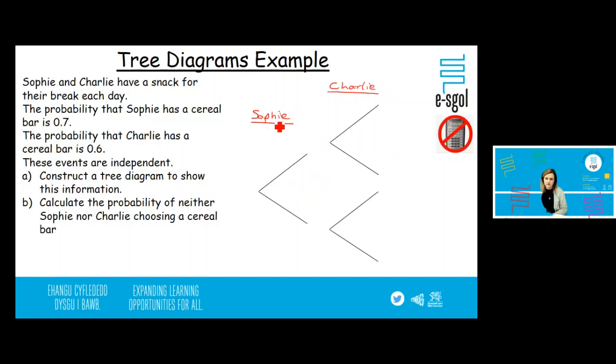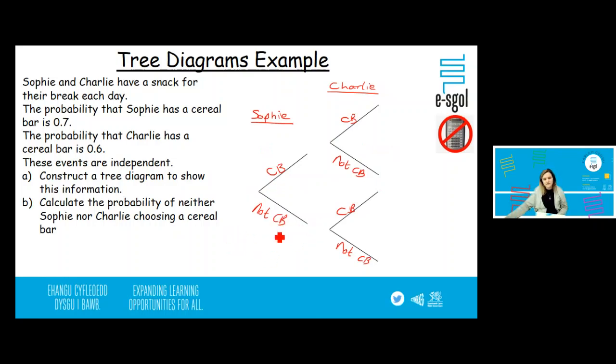Once you've got which section is for what, you then need to label these branches. So these lines are called branches and you need to label them. Now this question is talking about whether they choose a cereal bar or they don't. So I'm going to choose the top line as being cereal bar, so I'm just going to put CB. And then the bottom one is not having a cereal bar, so not CB. That's going to be exactly the same for Charlie choosing a cereal bar or not, and then again the same thing underneath. Okay, so we're starting now to get a structure for the question that we need. So we've got our Sophie or Charlie with cereal bars, not cereal bars.